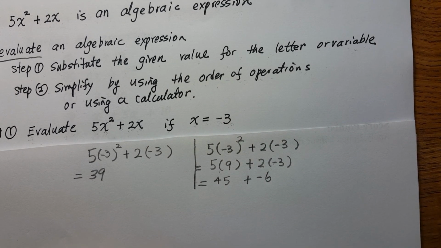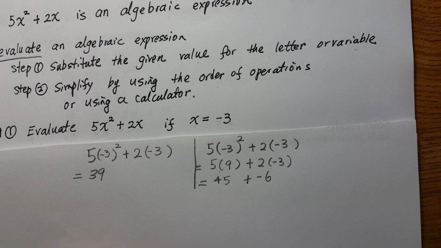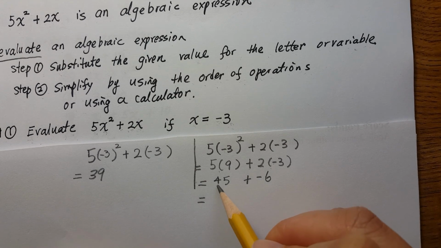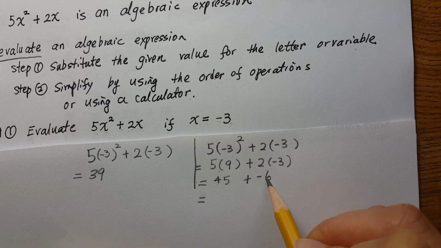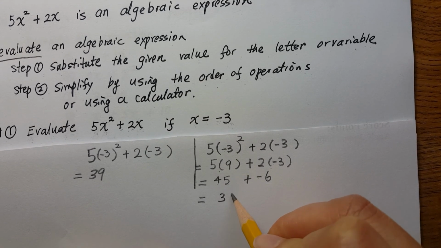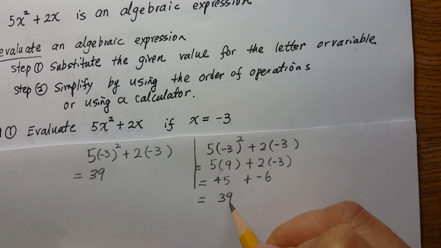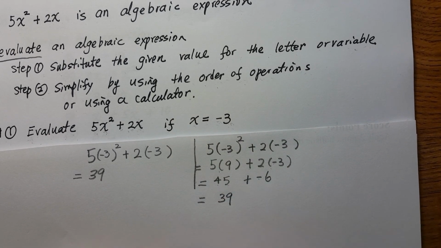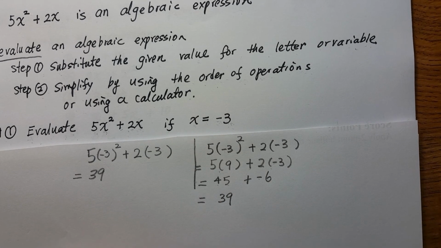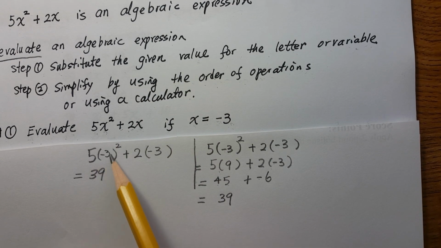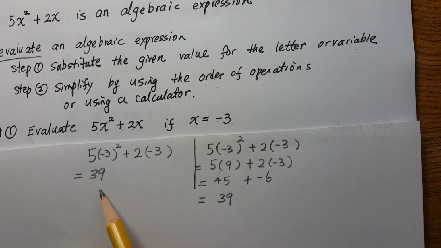Now the very last step, we do addition. So we got 45 plus negative 6. They have opposite signs. So therefore 45 minus 6 is 39. And because 45 has a bigger absolute value, therefore it's positive 39. So you see we get the same answer. Of course, if you have a calculator, I suggest you use this method. Just type in exactly the same into the calculator and you get the answer.